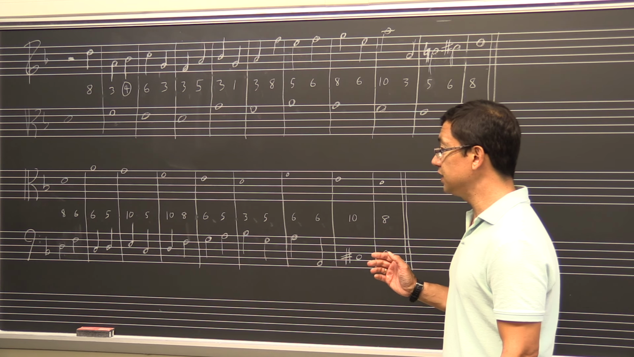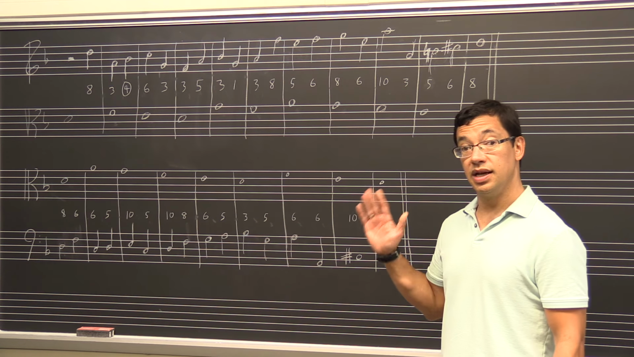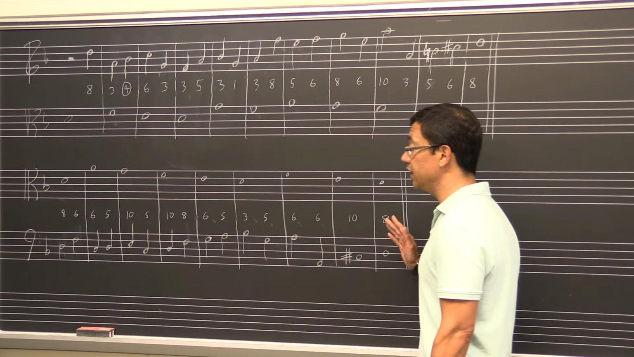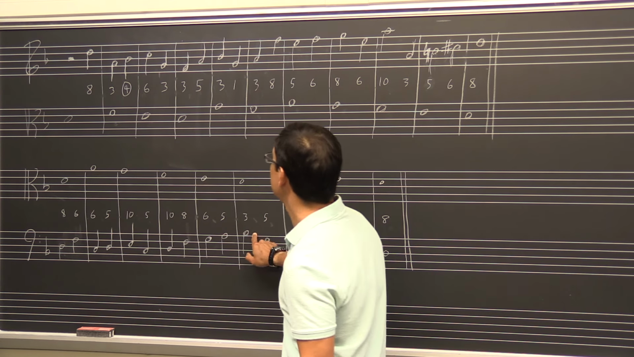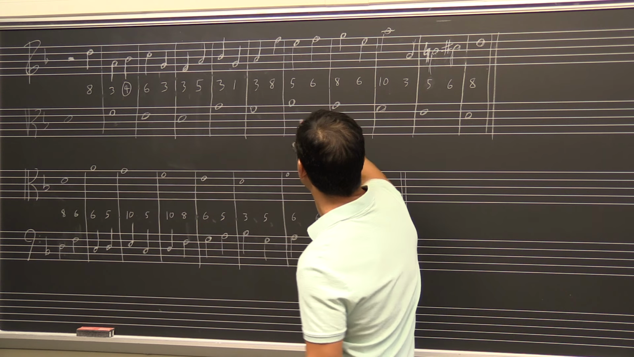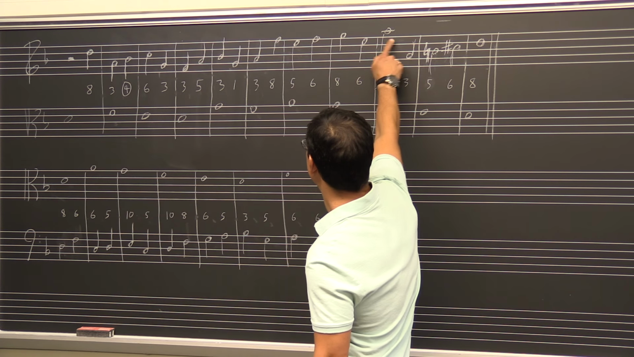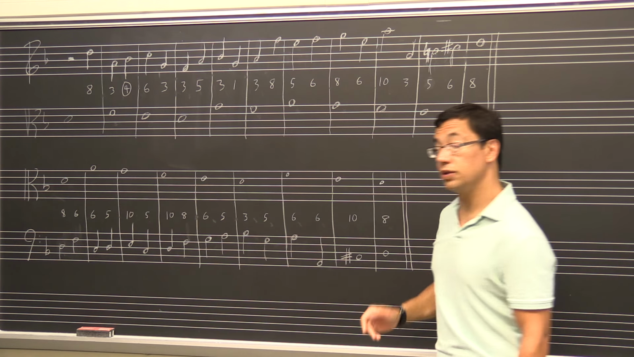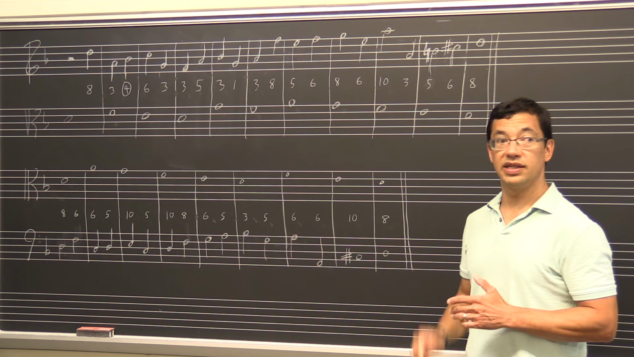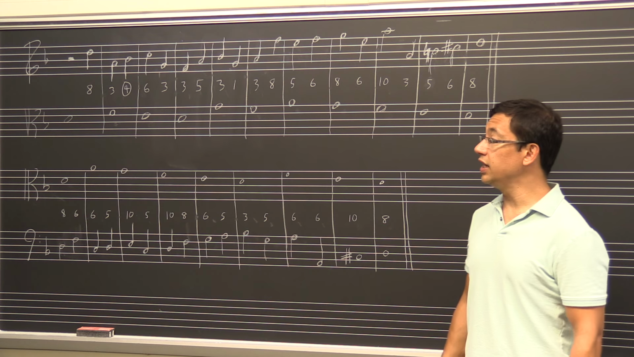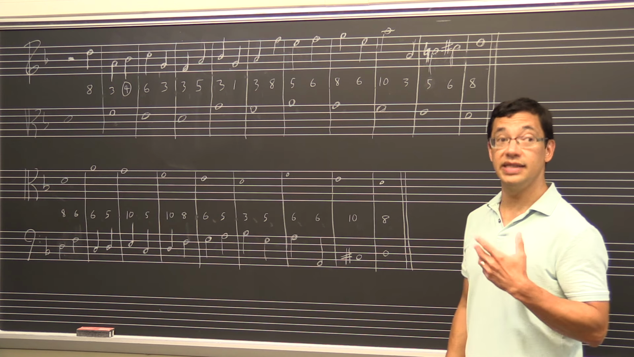As with first species, the climax should not be simultaneous with the climax in the cantus. So here we have an early climax, no problem there. Here, this is the climax of the cantus, this is the climax of the counterpoint. So all that is fine. So these are the very basics of second species. And the following videos will explain more about the details of how it's written.